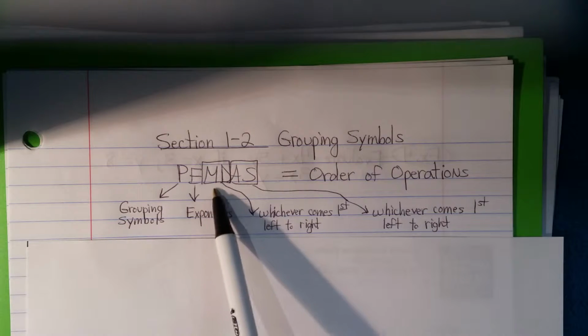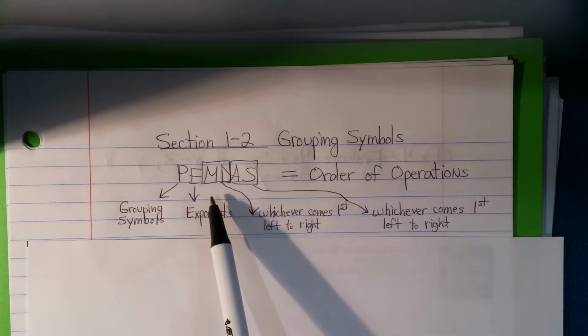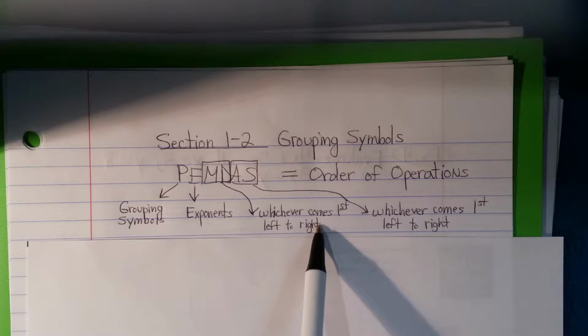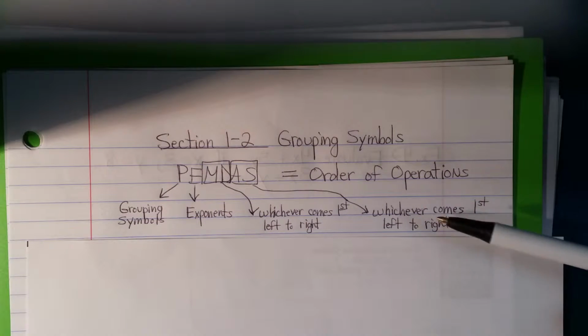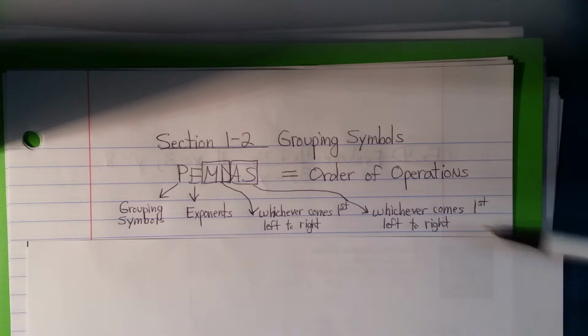E, exponents. The MD means you multiply or divide whichever comes first as you work from left to right. AS means addition and subtraction, and you're going to do whichever of those comes first as you move from left to right.